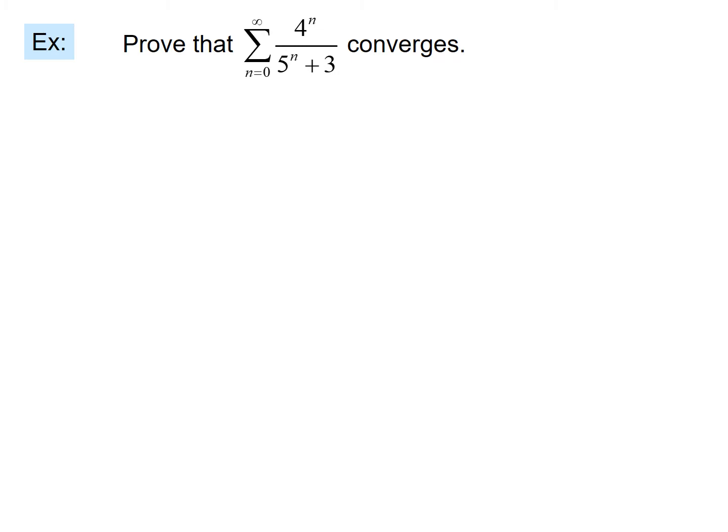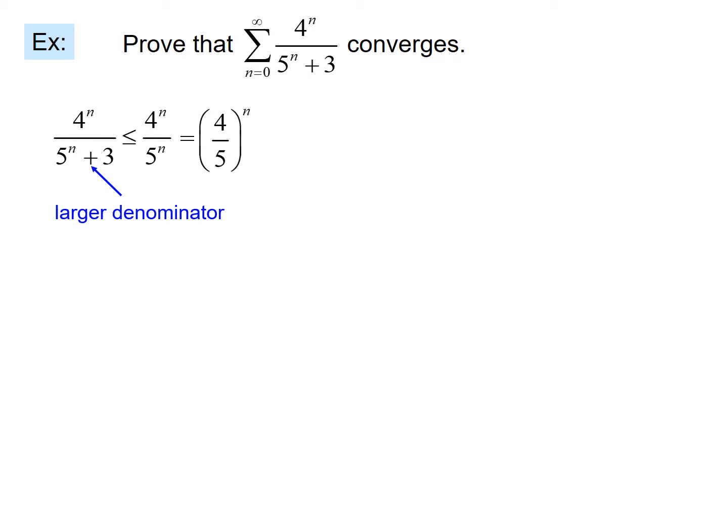All right, so we want to prove that this series converges. So we're going to relate this to a series that is a little bit simpler. And the way you go about this is just thinking, okay, as n gets really big, what about this maybe isn't going to be as significant, and that plus 3 right there isn't really going to make much of a difference when n gets really large. So we'll compare this to 4 to the n over 5 to the n, and 4 to the n over 5 to the n plus 3 is always less than or equal to 4 to the n over 5 to the n, and we can rewrite that as 4/5 to the n.